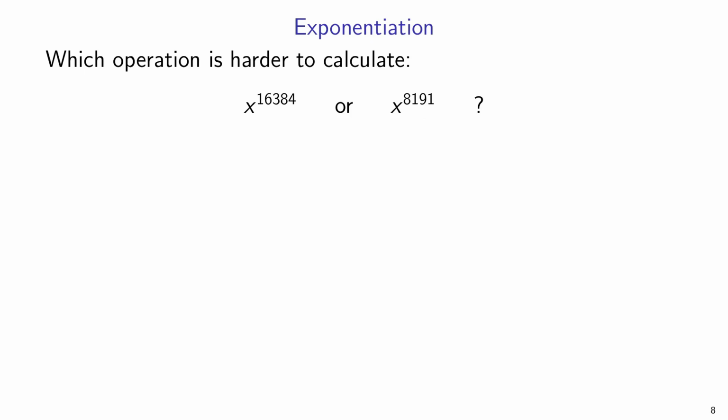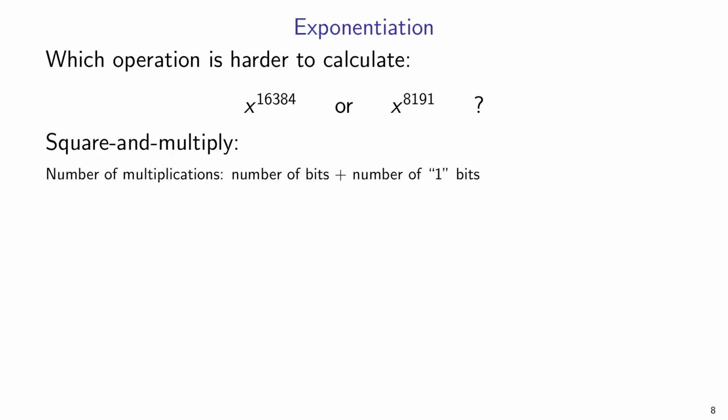Surprisingly, this is not true. If we use the naive exponentiation algorithm, which simply multiplies x with itself, then for sure, calculating this would require more operations than calculating this. However, there is a more efficient exponentiation algorithm called square and multiply, or exponentiation by squaring. It turns out that the number of multiplications that have to be performed using this algorithm is the number of bits in the exponent plus the number of ones, or non-zero bits, in the exponent.